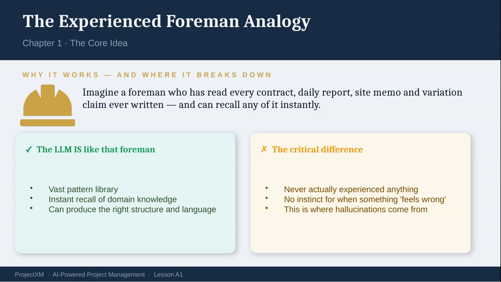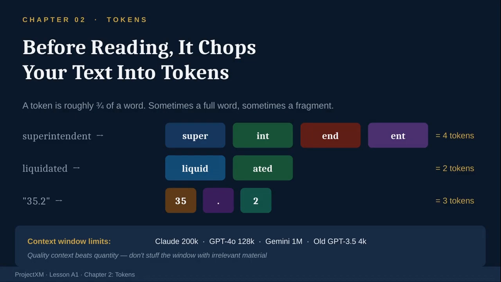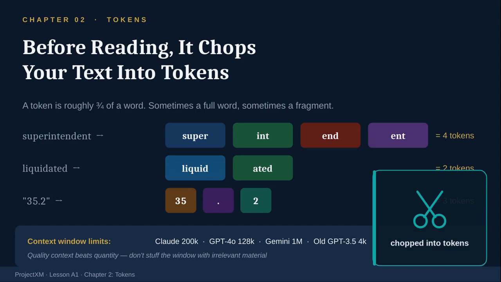Okay, so if the model is just processing text strings based on probabilities, then we really have to look at how it mechanically reads what I give it. We do. Because if I drop a 200-page tender document into the prompt box, it obviously isn't scanning paragraphs left to right like a human reading a novel. Right, no, it doesn't read words at all. It instantly chops your text into these granular chunks called tokens. Tokens. Yeah, you can think of a token as roughly three-quarters of a standard English word.